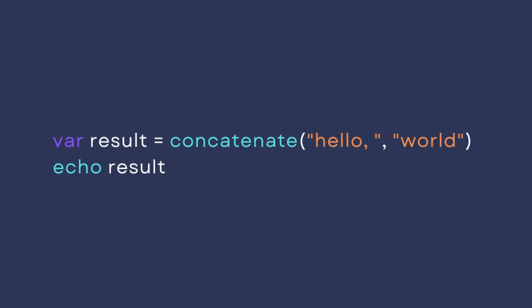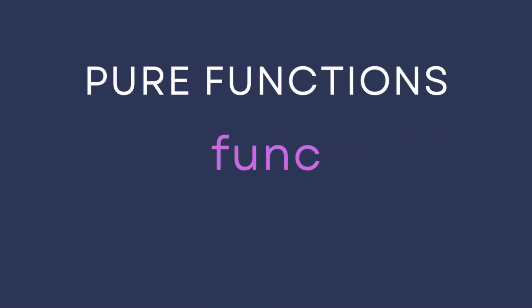To pass arguments to a procedure, we simply call the procedure with the arguments separated by commas. In this example, we call the concatenate procedure with the arguments hello and world, and assign the result to the variable result. Finally, Nim provides a shortcut for defining pure functions using the func keyword.